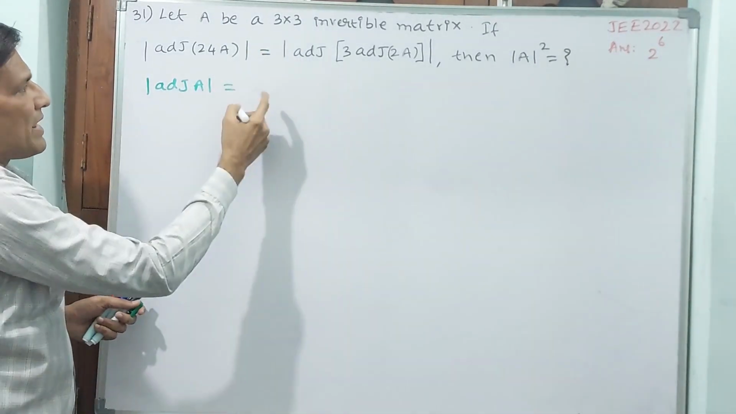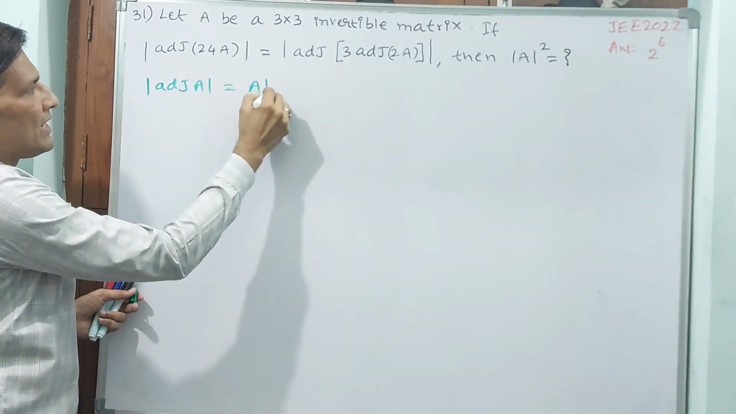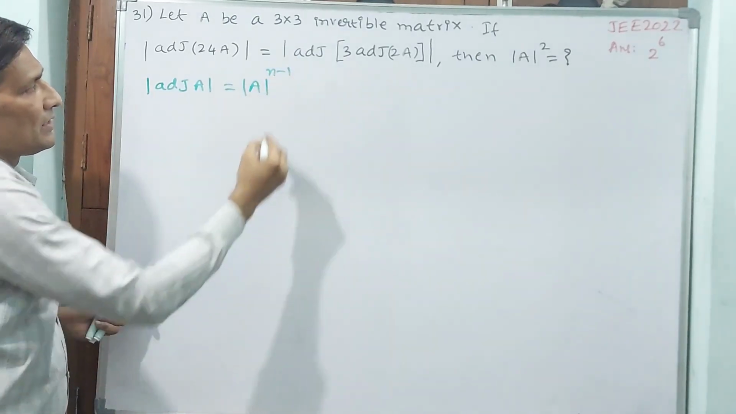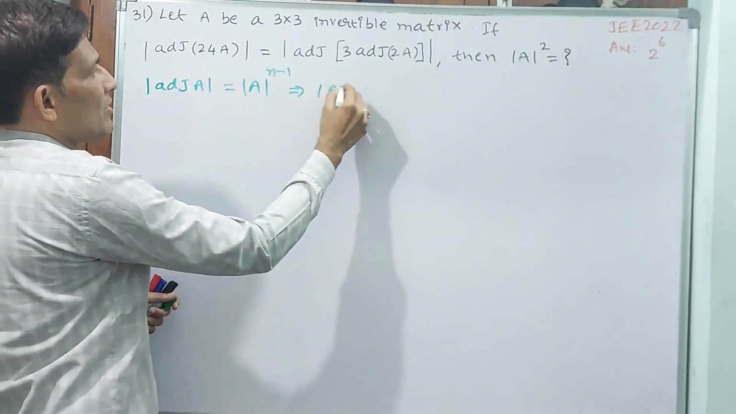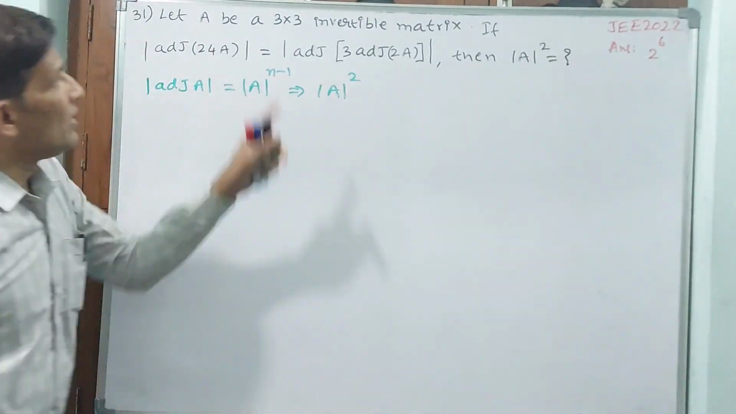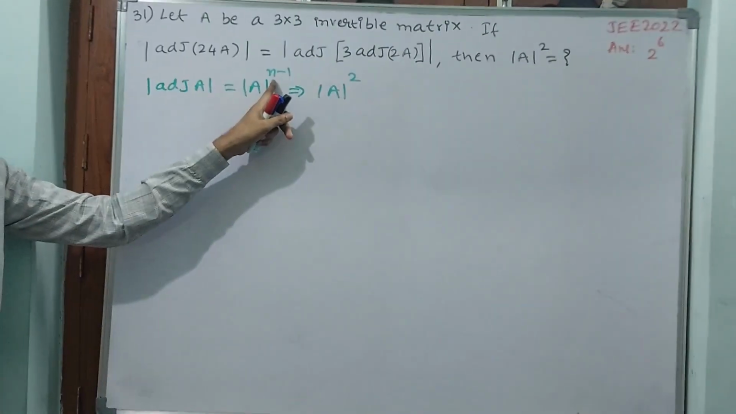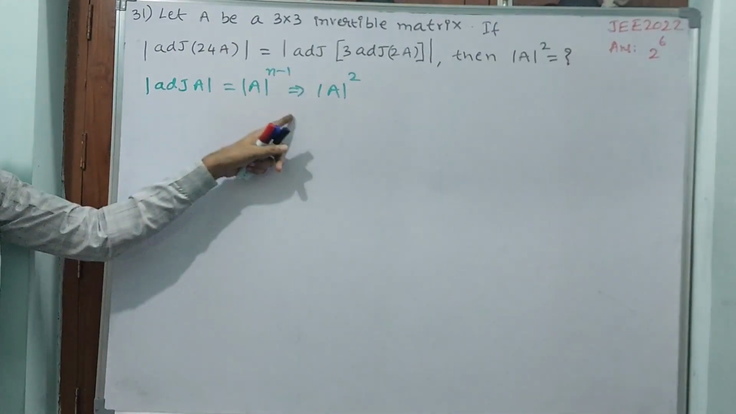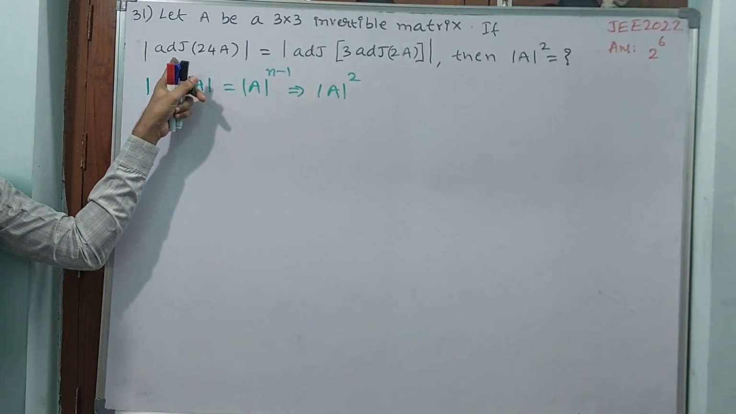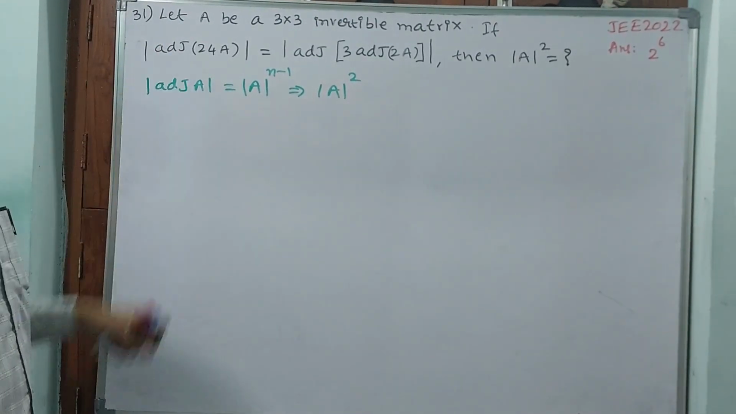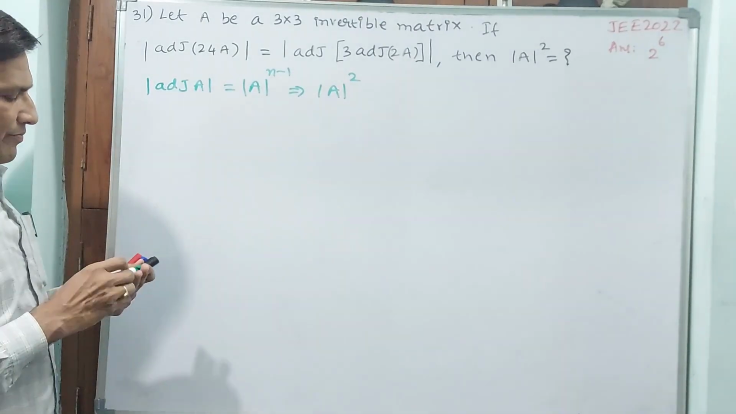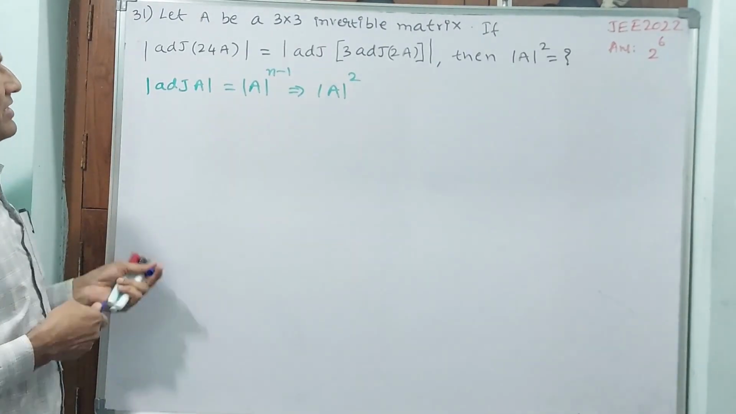Then here a 3 by 3 matrix is there. That is why I will write n minus 1. But here determinant of A square will come. Why? 3 by 3 matrix means n is 3, minus 1 is 2. Okay, this is the formula, and we have to apply it here accordingly. See, I am taking LHS and RHS separately. First I will take LHS.